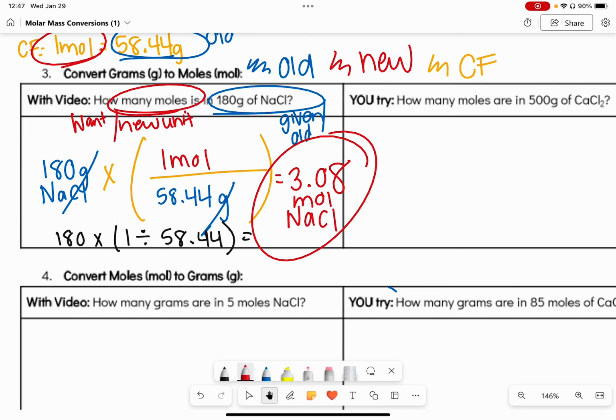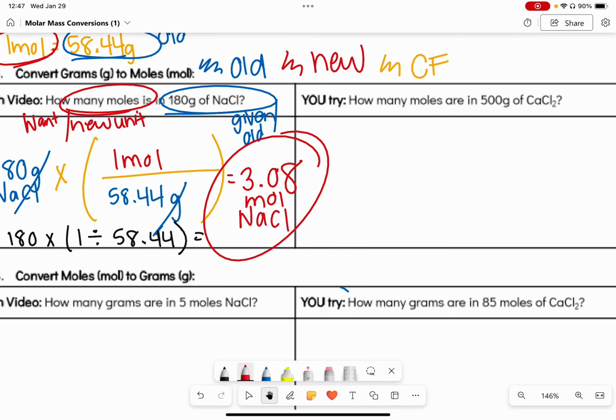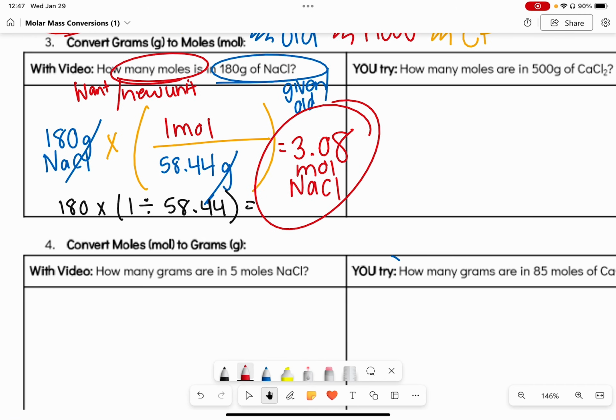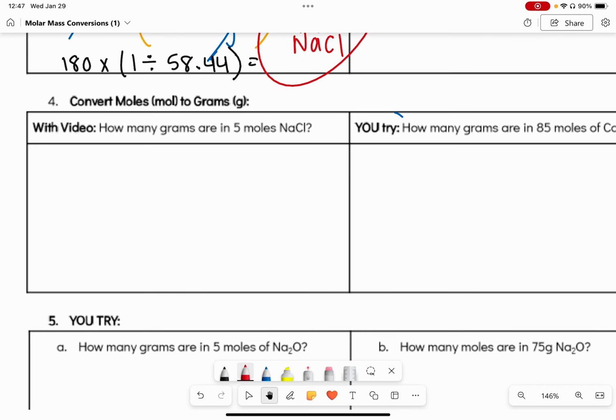I'm going to pause the video here and I want you to try the next question to the right. How many moles are in 100 grams of CaCl2? Once you solve it, I want you to put your answer in the Google form and then continue with the video for number 4.